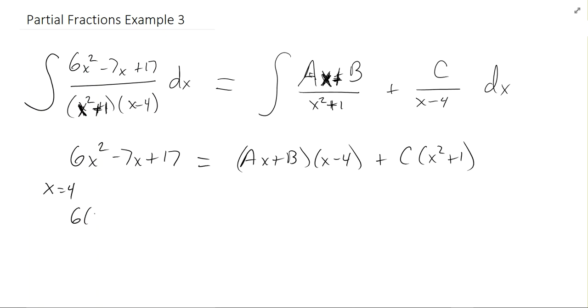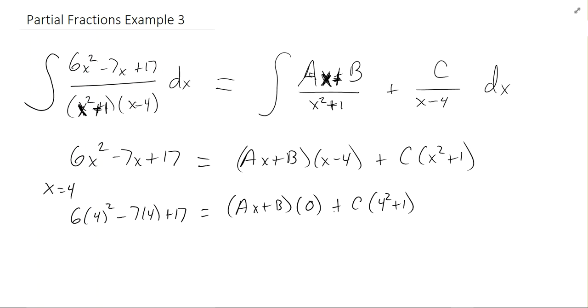On the left-hand side, I'm going to get 6 times 4 squared minus 7 times 4 plus 17. Maybe that's not so nice, but the ax plus b is going to get multiplied by 0 here. And I love multiplying by 0. And then you're going to do c times 4 squared plus 1. You're going to put in x is equal to 4 all the way across. The nice thing is that the ax plus b term cancels out. And let's see, I'm going to have 6 times 16 minus 28 plus 17 is equal to c times 17.